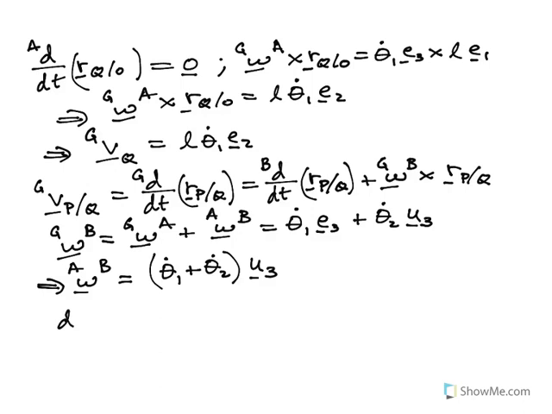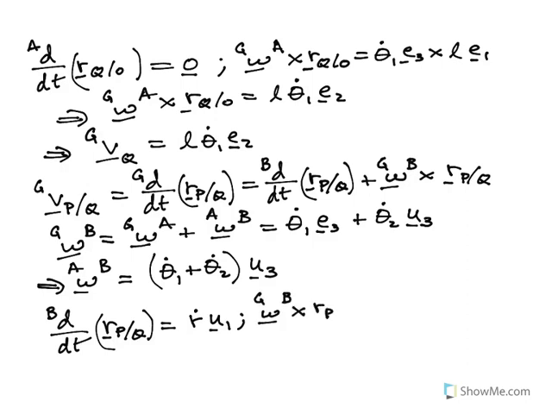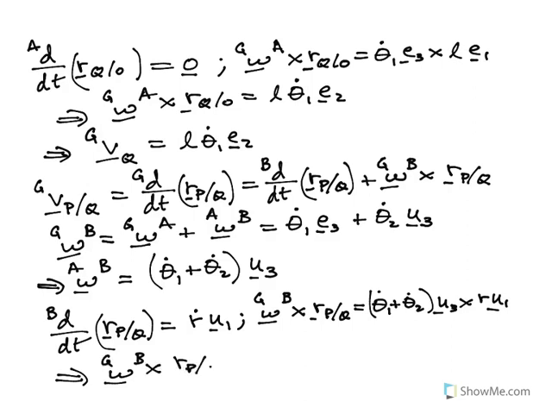Now, we can go through the calculus and just do the rates of change. The position of P relative to Q, its rate of change in B, is just equal to R dot times U1. And the angular velocity of B in G crossed with the position of P relative to Q is equal to theta 1 dot plus theta 2 dot times U3 crossed with R times U1, which gives R times theta 1 dot plus theta 2 dot times U2. So when we're done with that, the velocity of point P relative to Q in G is equal to R dot U1 plus R times theta 1 dot plus theta 2 dot times U2.